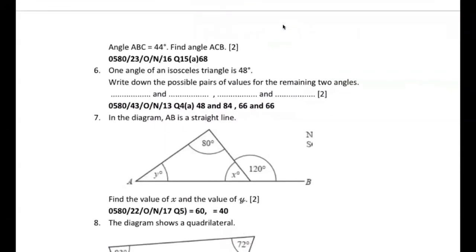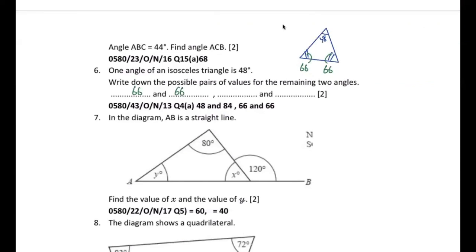One angle of an isosceles triangle is 48. Write down the possible pairs of values for the remaining two angles. Now there are two cases for this. If this angle is 48, then we can find these two angles easily. These two angles are going to be 180 minus 48, divided by 2, that is 66 and 66. That's one of the possibilities.